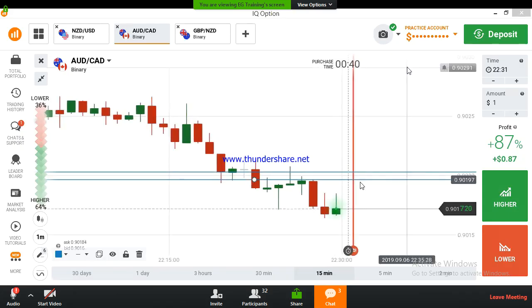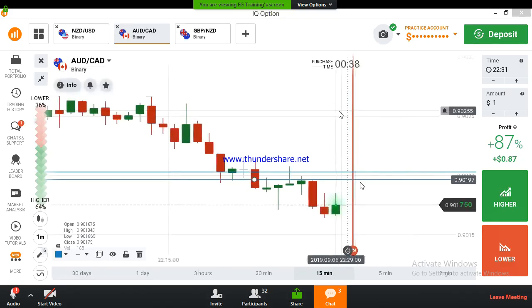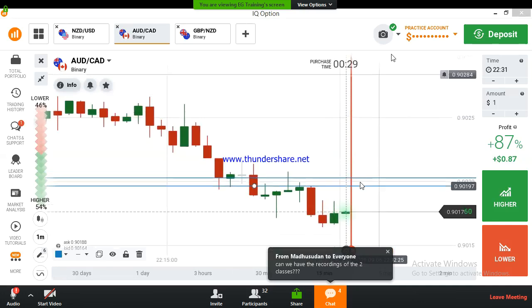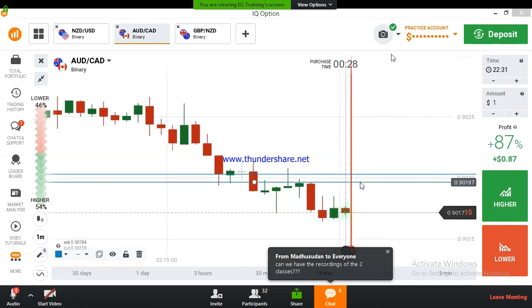Sometimes the market goes up and then again comes down and touches the level and closes above the level. So at that time we don't have to trade that candle.